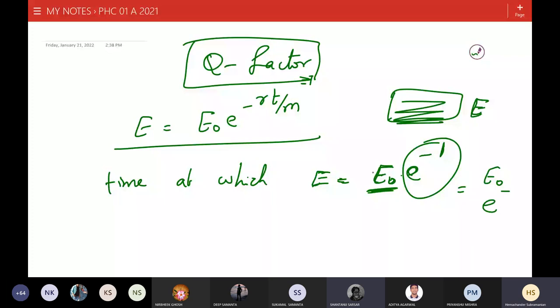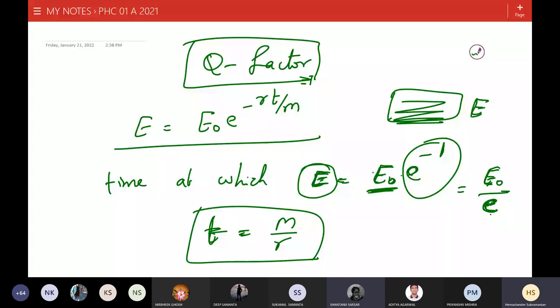So what is the time at which the energy of the oscillating system is E naught over e? How much time does it take for the energy to decrease by a factor of e? That's a natural logarithm, you know, e, 2 point something, right? So what is that time? M by R. Exactly. T is M by R. Beautiful. That is it.